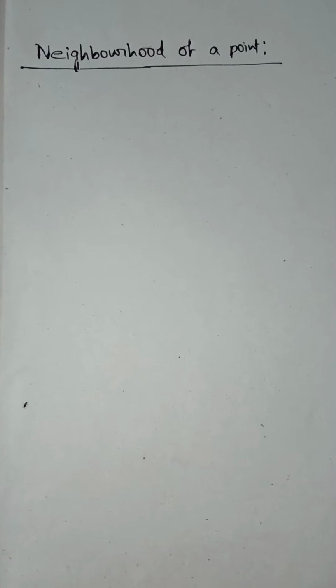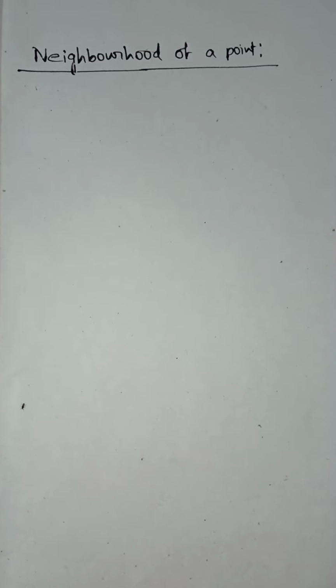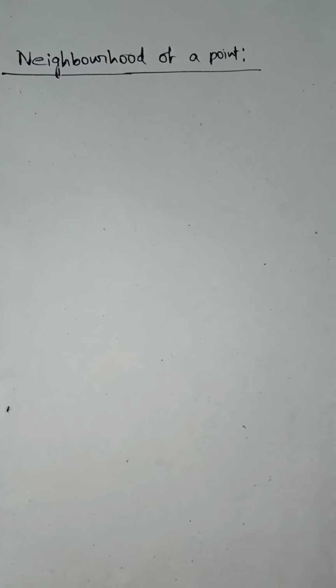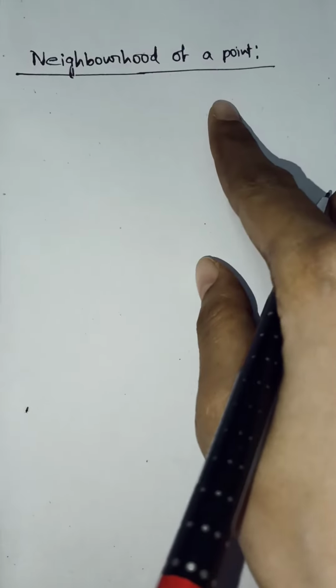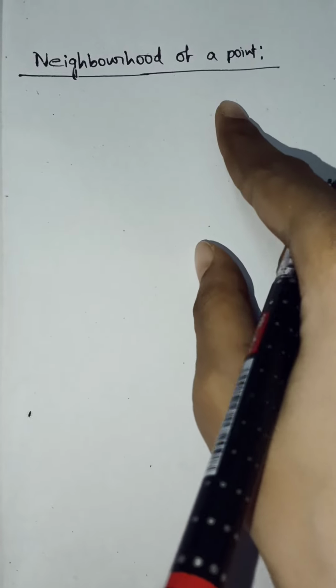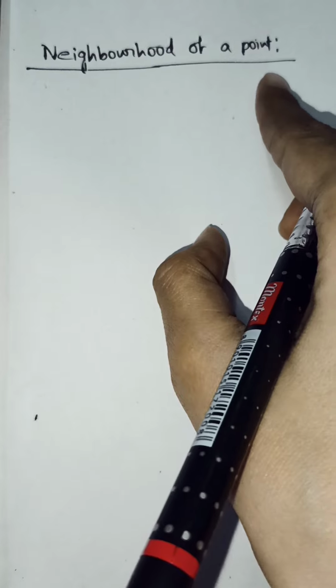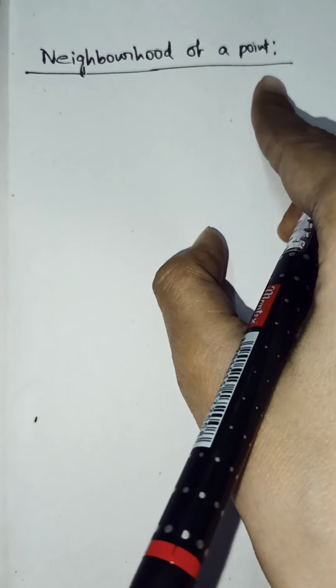In this video we are going to discuss some important topics for your exams. But before that, let me introduce you to some important definitions and their examples. So the first one is neighborhood of a point. This is a little bit different from metric space.